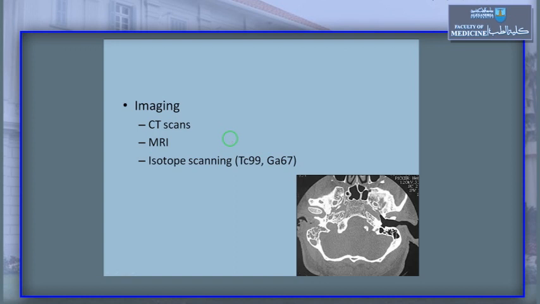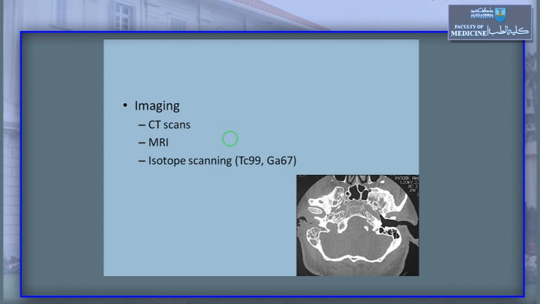One more thing we can do is CT scans. CT scans will show erosion of the bone, and they will show the extent of bone involvement. For more details on the intracranial involvement or soft tissue involvement, we can do magnetic resonance imaging.